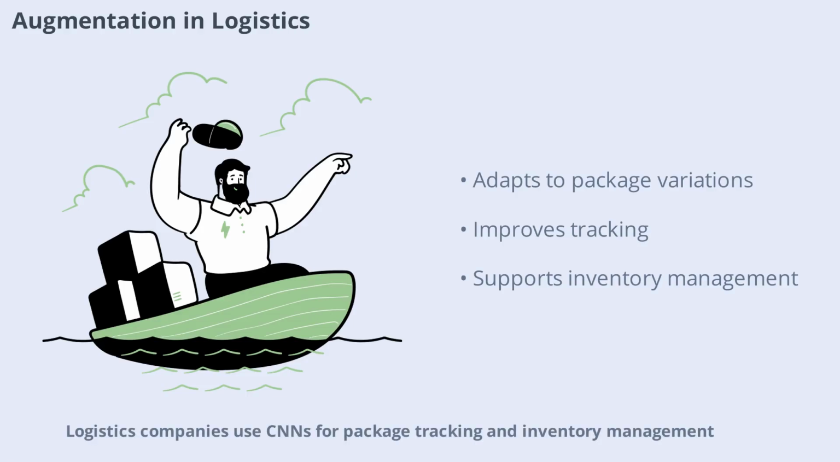Logistics companies use CNNs for package tracking and inventory management. Data augmentation helps models adapt to different package appearances and environments, ensuring accurate tracking and efficient management. This supports smoother logistics operations and better customer service.